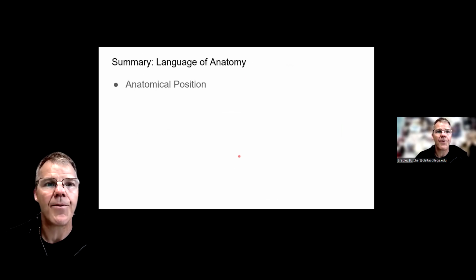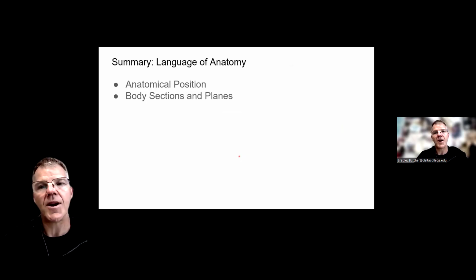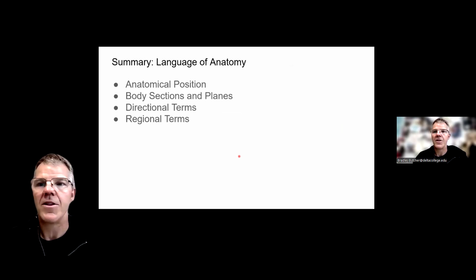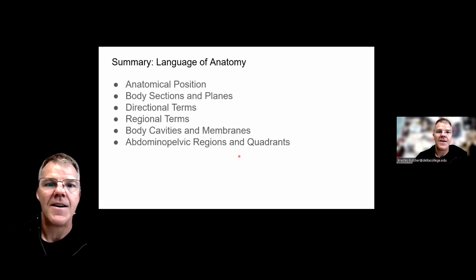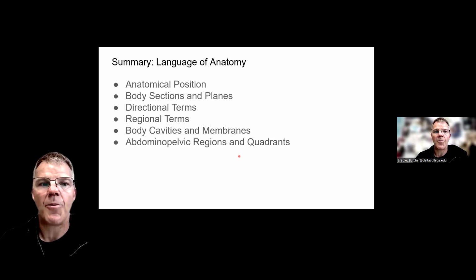Lastly, to sum things up, we talked about anatomical position, the body sections and planes, directional terms, regional terms, the body cavities and their membranes, and the abdominal pelvic regions and quadrants. I hope that was helpful. Hope it made some sense, and we'll see you soon.